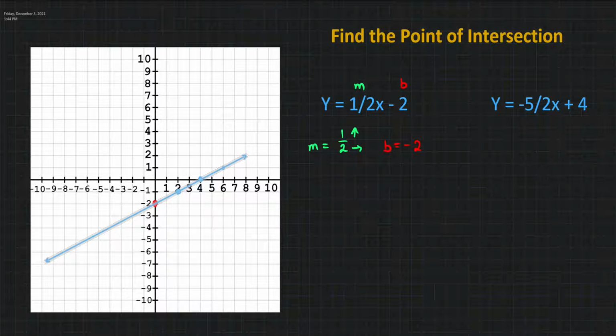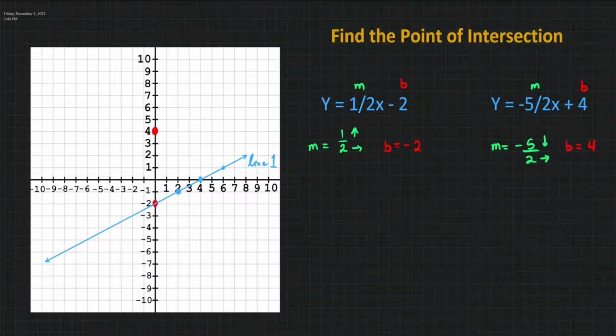This is line 1. Now we're going to graph line 2 and see where they intersect, see where they meet. Once again, it's as simple as finding that m right here to the left of the x. M is -5/2, meaning I'm going to go down 5 over 2. And b is on the right side, right here. b equals 4. So let's begin at 4 on the y-axis and move, I'm going to do it in a different color, down 5 over 2.